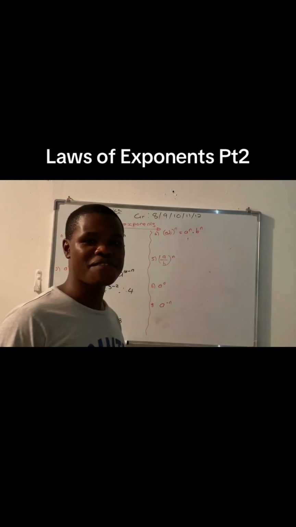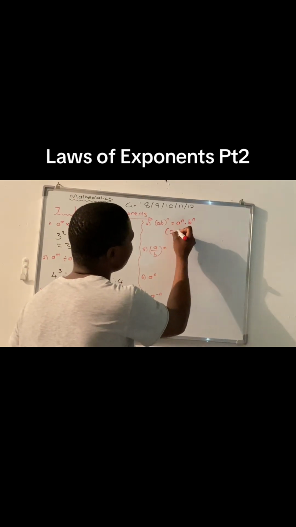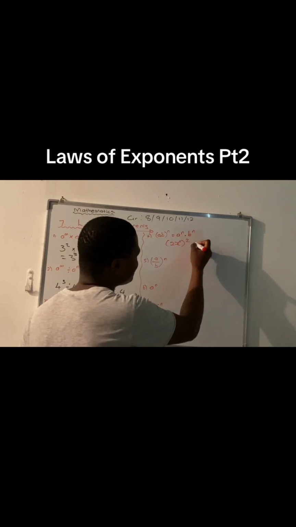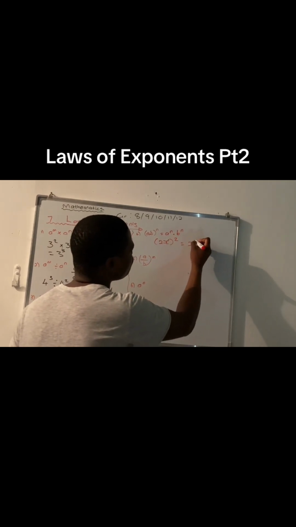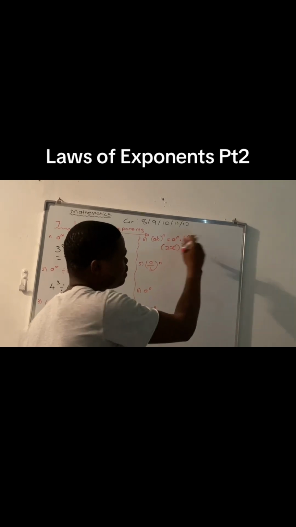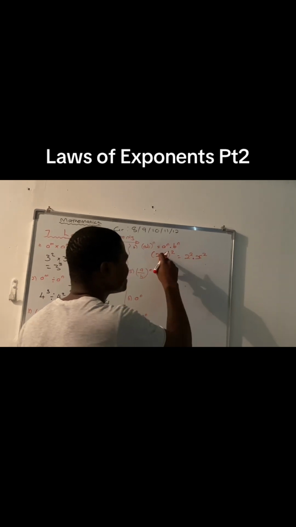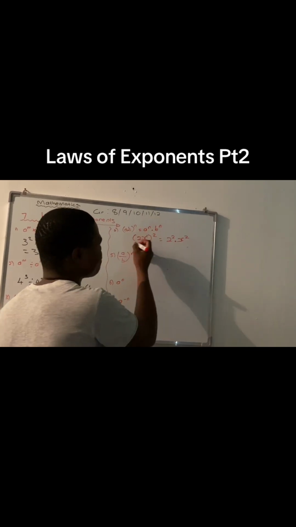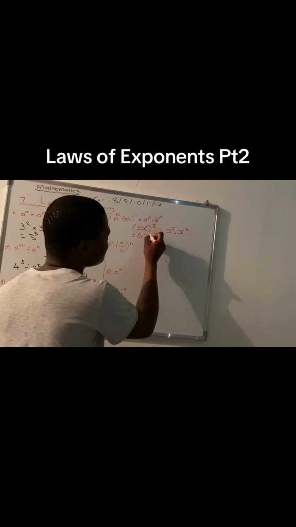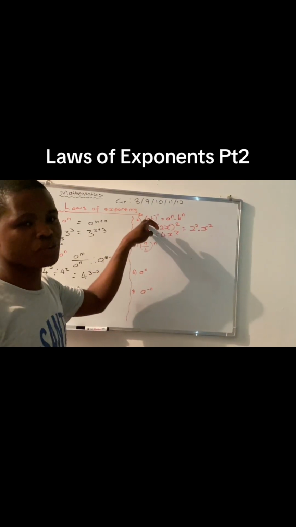So in a real-life scenario, if I've got something like (2x) to the power of 2, my answer will be 2 to the power of 2, which is this 2 here raised to the power of 2, multiplied by x to the power of 2, which is this x here to the power of 2. In my final answer, I'm going to have 4x squared. This is how you deal with the power of a product.